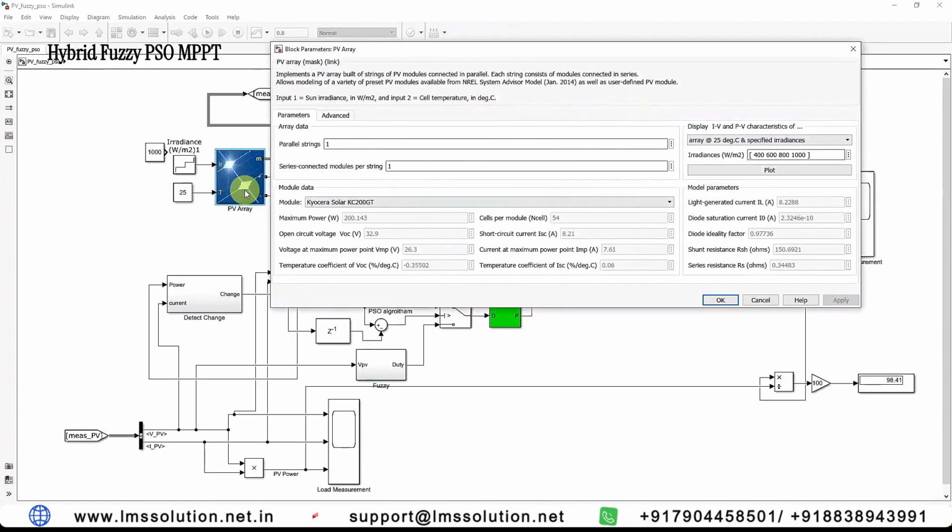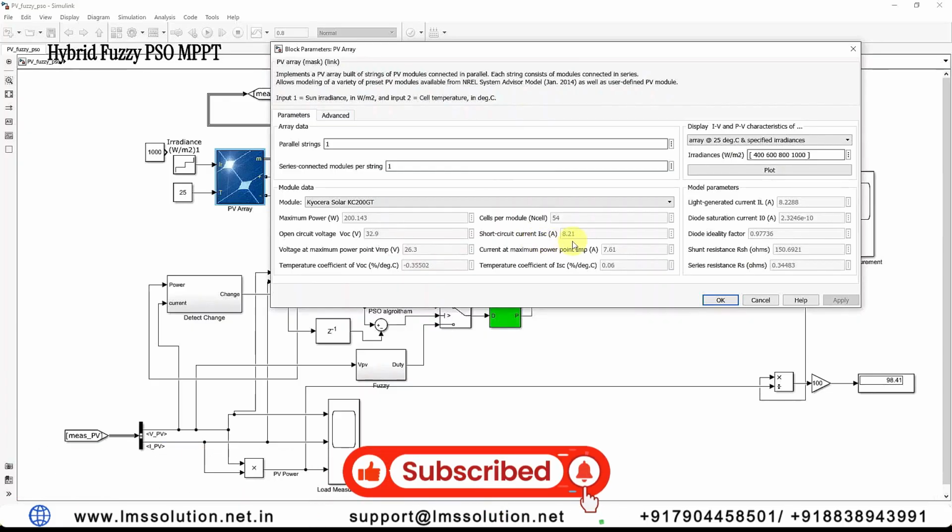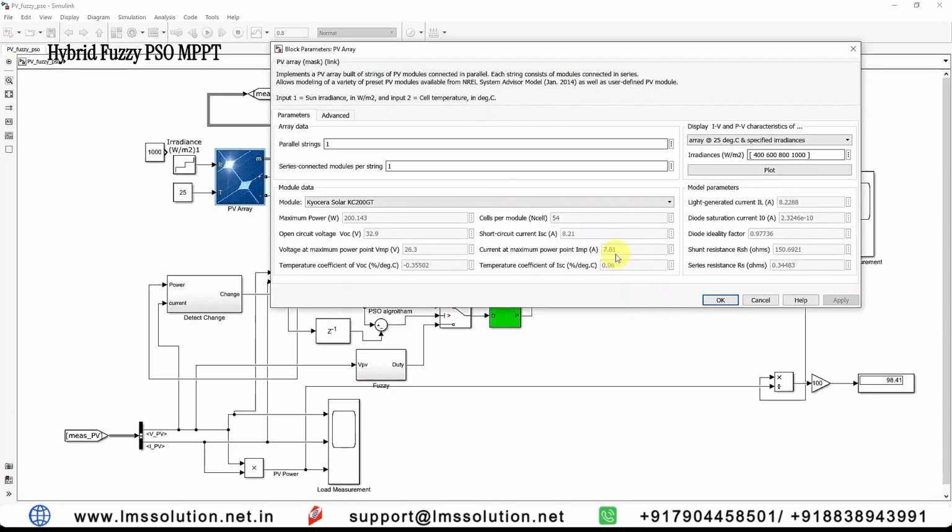Here you can see that this is the model. We used this 200 watt PV panel, and the open circuit voltage for this panel is around 32.9 volts, and voltage at maximum power point is around 26.3, and then the short circuit current of the panel is 8.21, and current at maximum power point is 7.61. And also here I am going to draw the PV and IV characteristics of the panel.